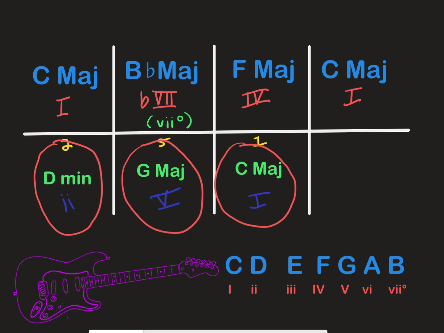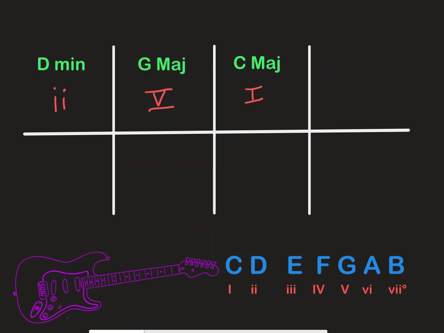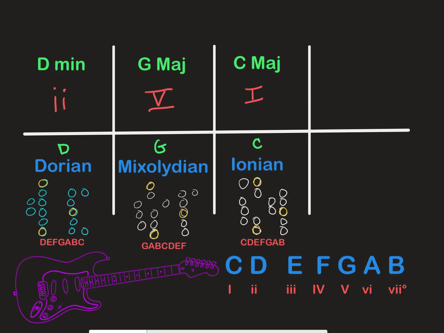Now, instead of using just one scale, I can change modes with each chord. Over the D minor, I'm using Dorian. Over the G, I'm using Mixolydian. Over the C, I'm using Ionian. Each mode lines up with the chord and resolves naturally. Dorian fits the 2 chord because it contains the chord tones, plus a natural 6. Mixolydian fits the 5 chord because of the flat 7, and Ionian resolves to the tonic.